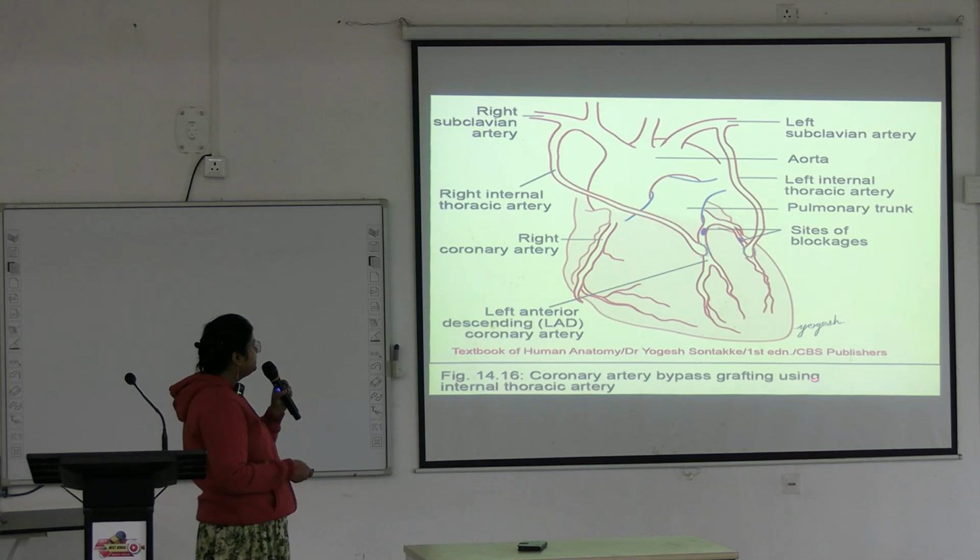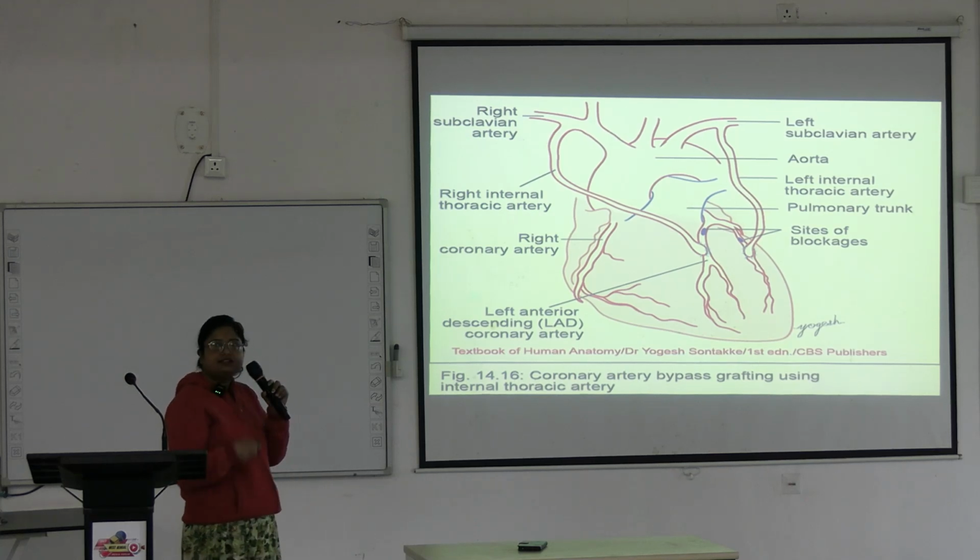Here the internal thoracic artery, coronary artery bypass grafting using internal thoracic artery. Right internal thoracic, left internal thoracic. You have seen in the chest wall internal thoracic artery.